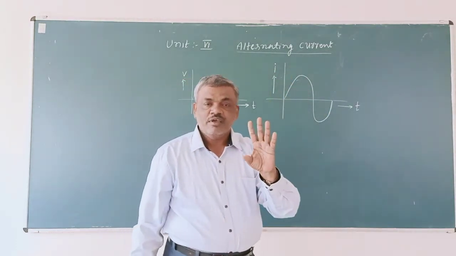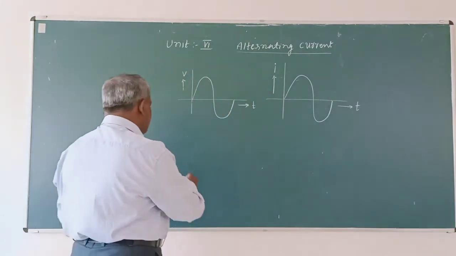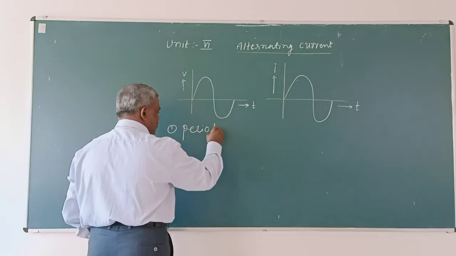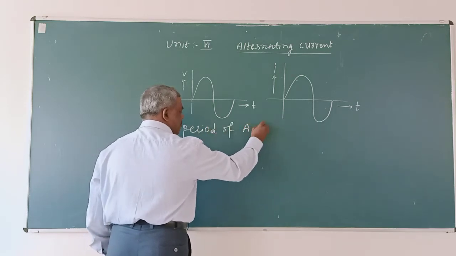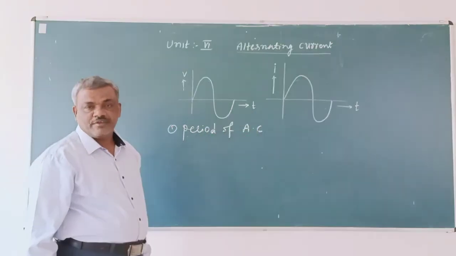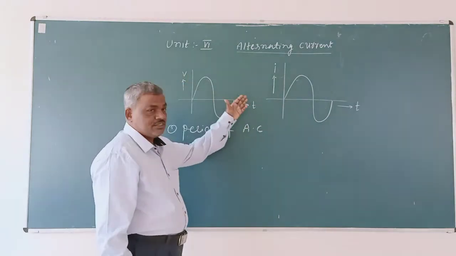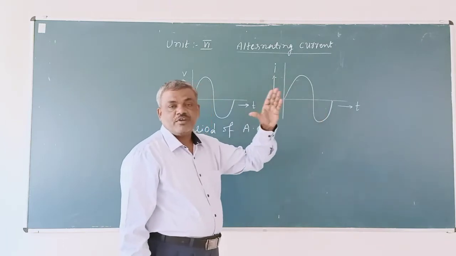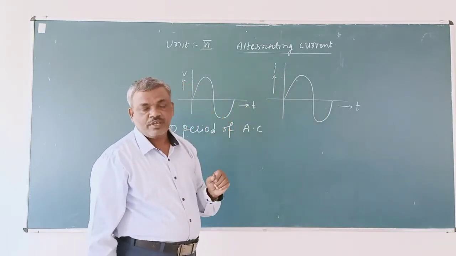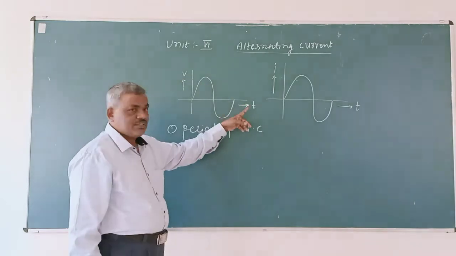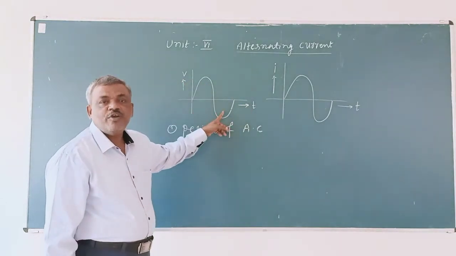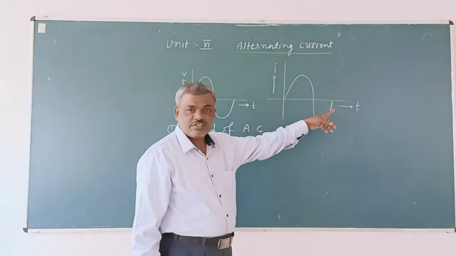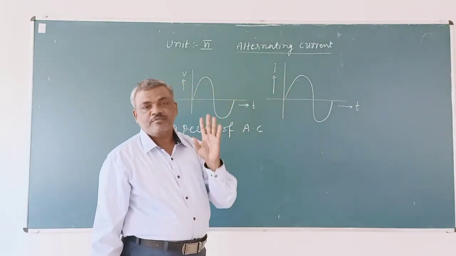And here are some important definitions. The first one is the period of AC, the period of alternating current. Voltage versus time or current versus time is called the AC waveform. A graph of voltage versus time is called an AC waveform. A graph of current versus time is called an AC waveform.